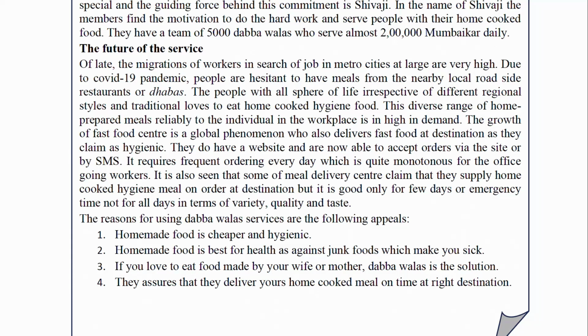The reasons for using the Dabbawala service are the following appeals. First, homemade food is cheaper and hygienic. Second, homemade food is best for health as against junk foods which make you sick. Third, if you love to eat food made by your wife or mother, dabbawalas are the solution. Last, they assure that they deliver your home cooked meal on time at the right destination.